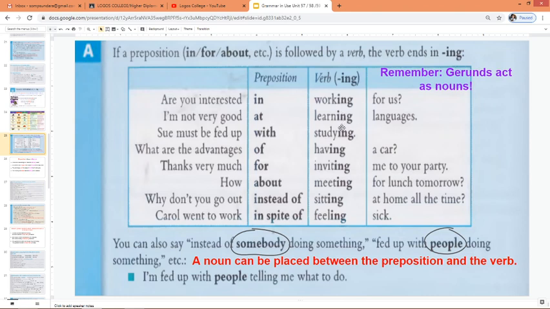And the thing you have to remember is that if it's followed by a verb, the verb ends in ing. Down here it says you can also say, instead of somebody doing something, fed up with people doing. So somebody and people is just another noun. A noun can be placed between the preposition and the verb. I'm fed up with people telling me what to do.